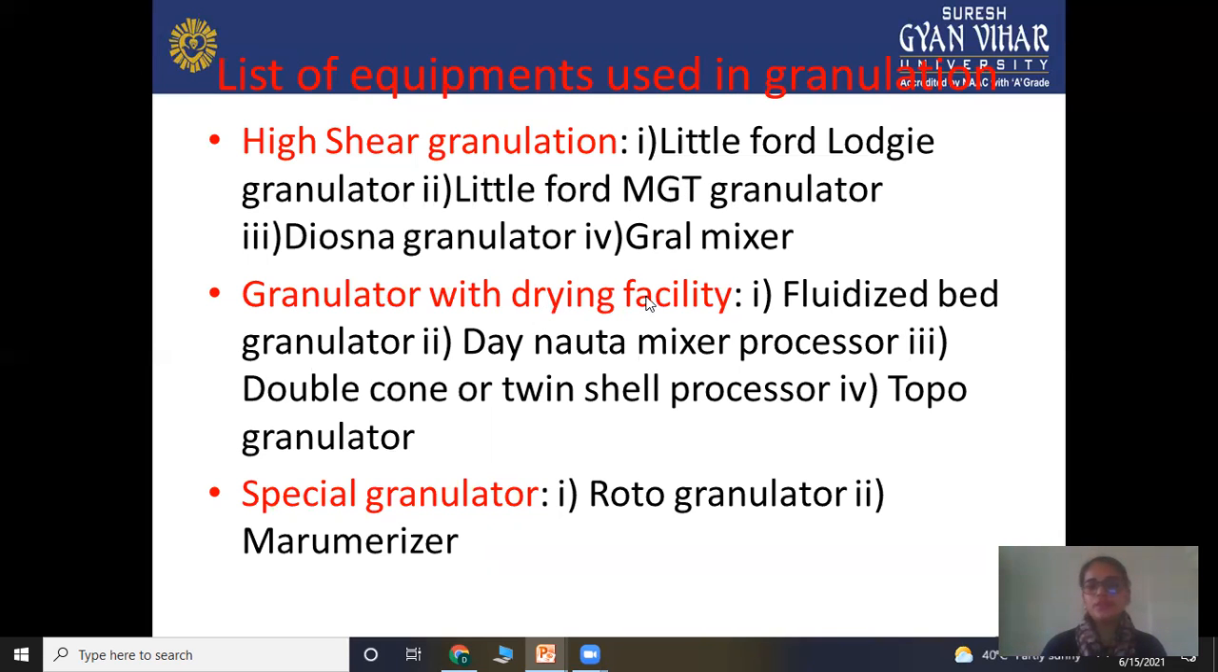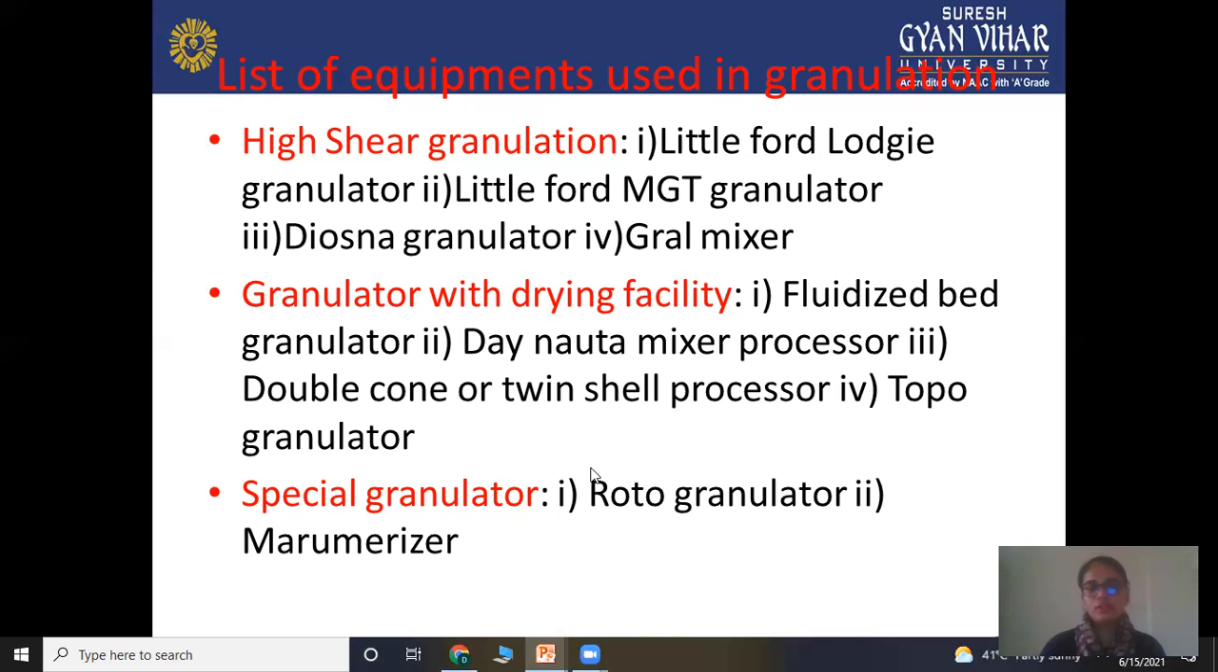And next is the granulator with drying capacity facility. This is mainly used for the drying of the granules. It includes the fluidized bed granulator, the mixture processor, double cone or V-shape processor, and the top spray granulator. And next is the special granulator. This is a modified form used for preparing granulation.